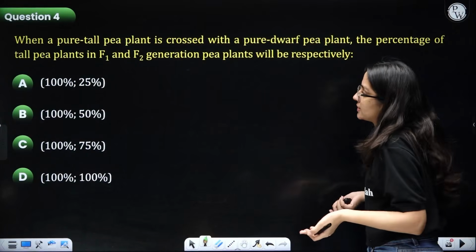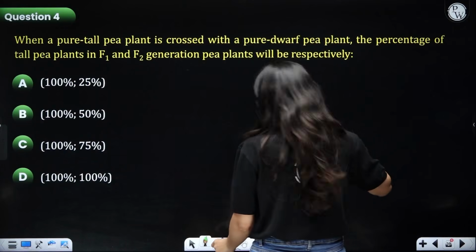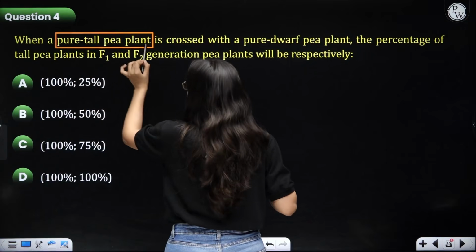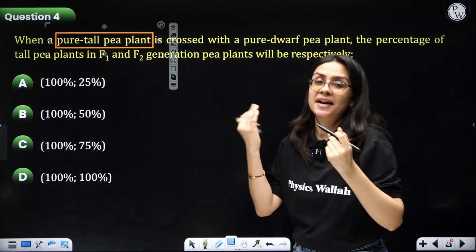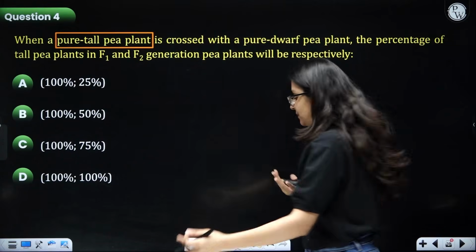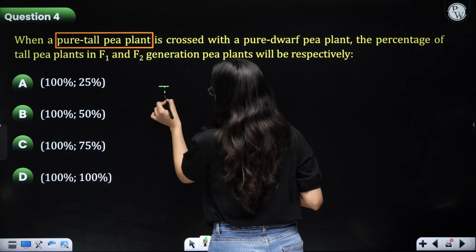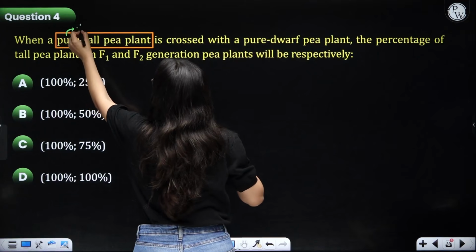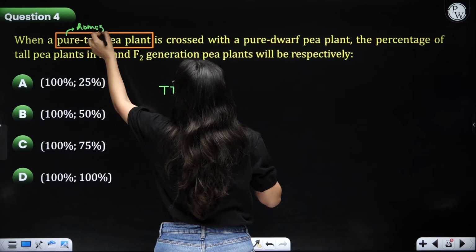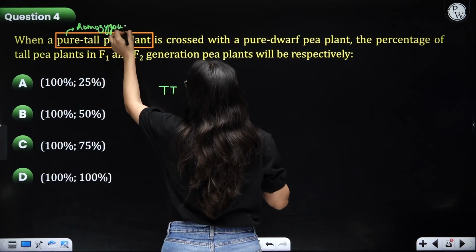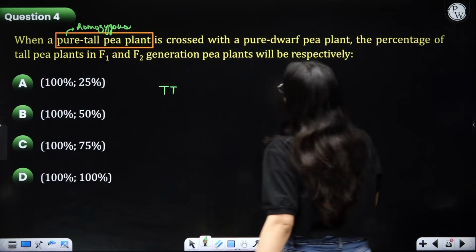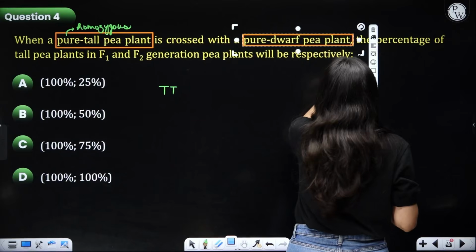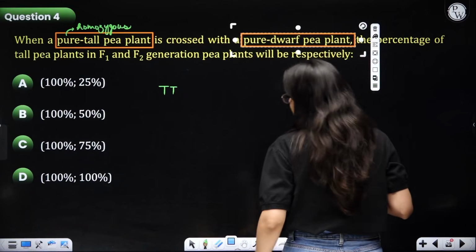Now coming to questions. When a pure tall pea plant, what do you mean by that? Pure tall pea plant. This is what I was concerned about, that I had to explain it. What is a pure tall, beta? Pure tall is this, because it is homozygous tall, hai na? So please write pure means homozygous, although we have mentioned it, but still whenever you see things, make a note of it. So pure tall means that it is a homozygous tall pea plant. It is crossed with a pure dwarf pea plant. What does a pure dwarf mean now? It means that it is actually a homozygous recessive.